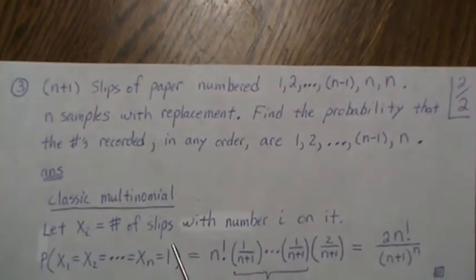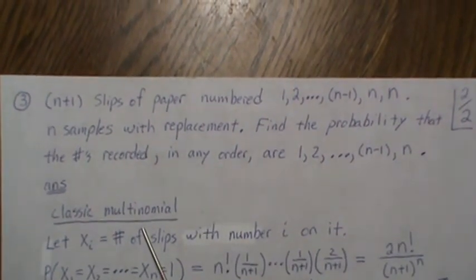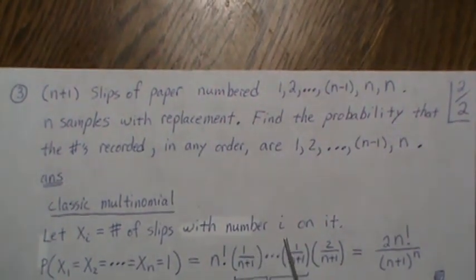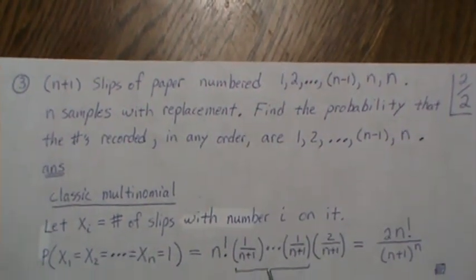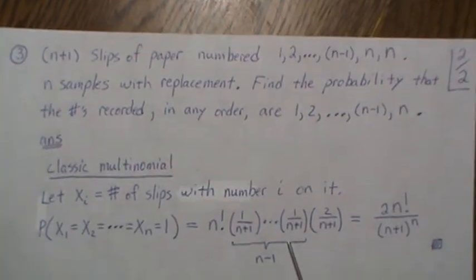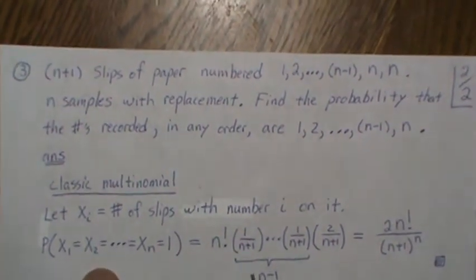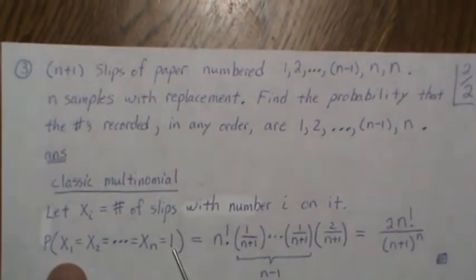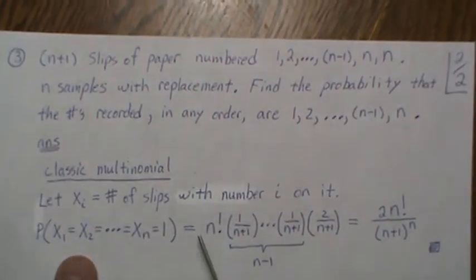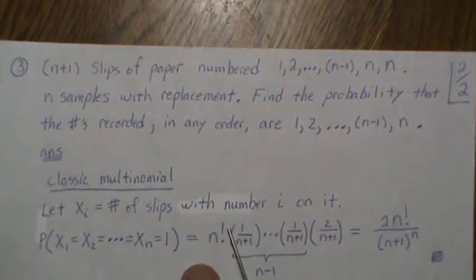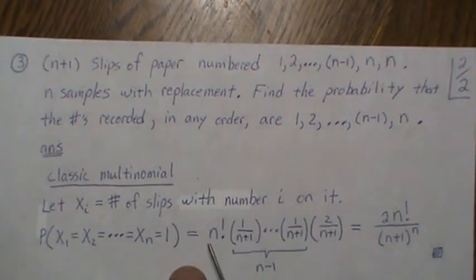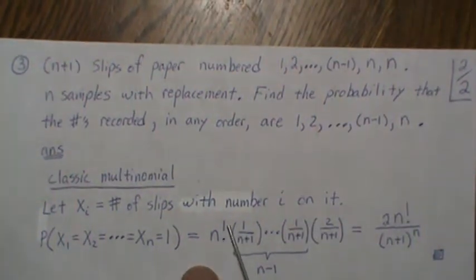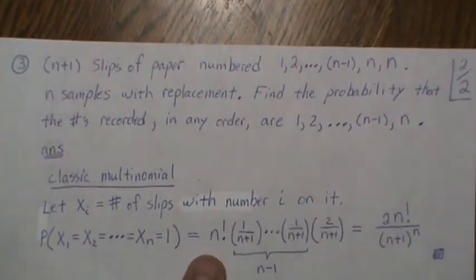So here it is. This is a classic multinomial setting. If we let xi be the number of slips with the number i on it, then this becomes the probability. And so it's the multinomial setting. So each one of these is a 1. So this coefficient is n factorial divided by 1 factorial times 1 factorial times 1 factorial, which are all 1, so you just have the n factorial out front.